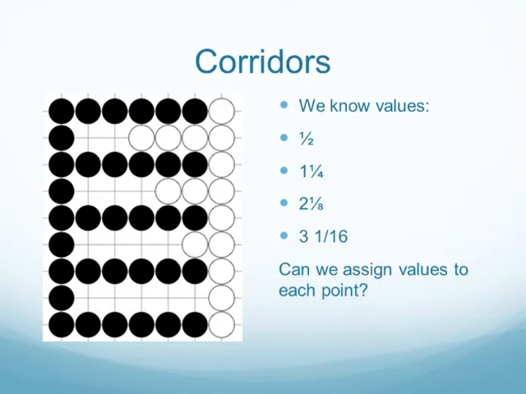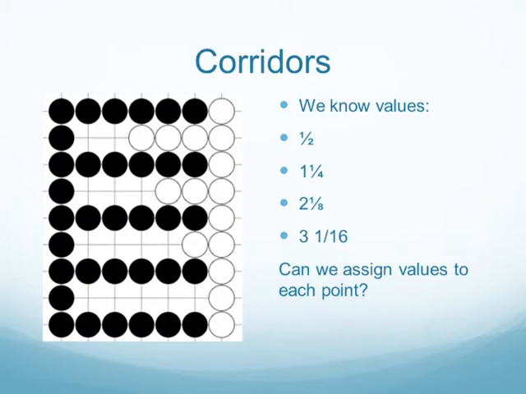This diagram is pretty familiar. It appears in probably every Yose book in the world, or most of them in any event. This is something where we know the values for each of these corridors. They're easy to calculate. The top corridor has a value of 1/2 for black. That's whether we're using area scoring or territory scoring. The second corridor has a value of 1 1/4. The third, a value of 2 1/8. The fourth, a value of 3 1/16.